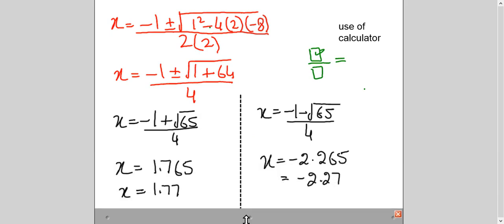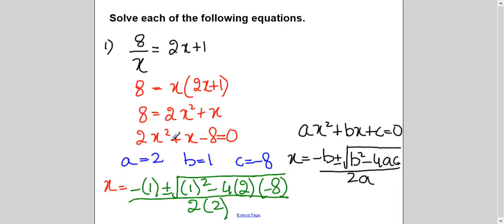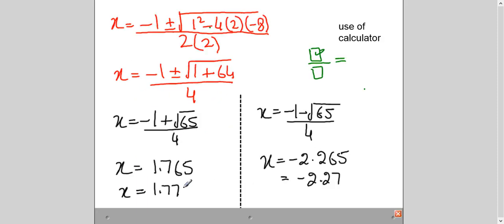Right? So anyway, you will solve it and you will get two answers, which are the roots of the quadratic equation, which is this one. And if you sketch it, the curve will pass through these 2 points on the x-axis.